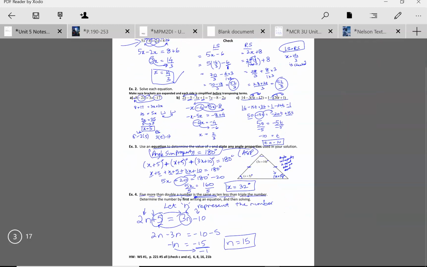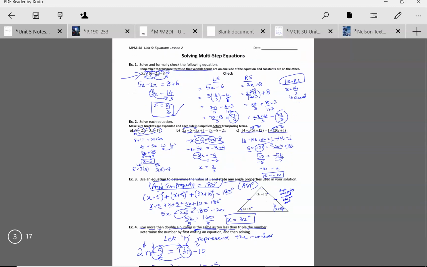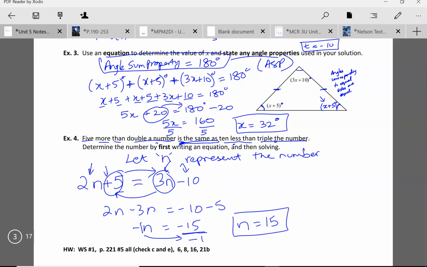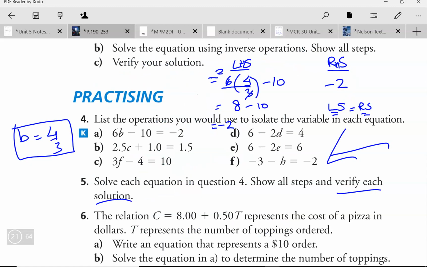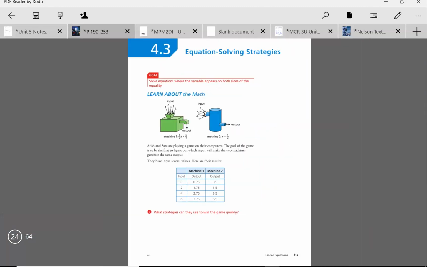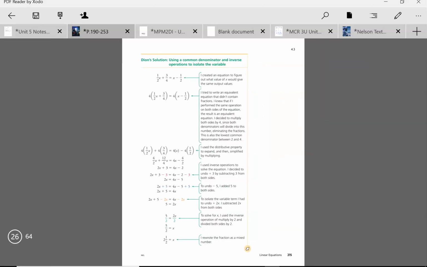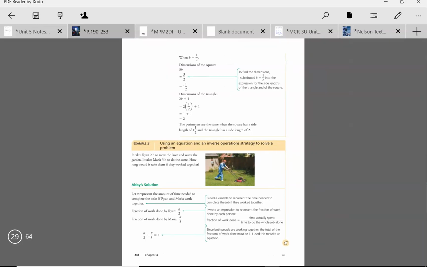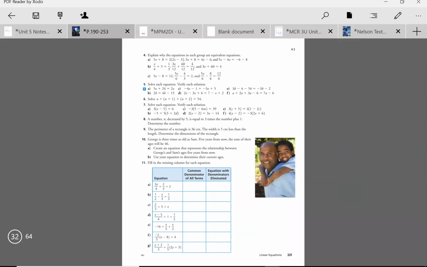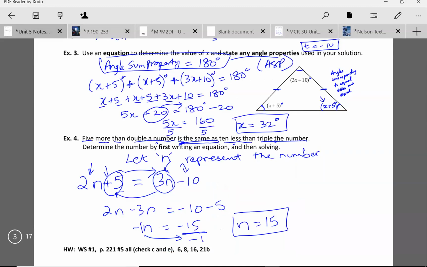So that was this. Again, I don't think it was too much more complicated than what we did in the last lesson. I'm going to go over some of the homework to see if there are any complicated ones. 221, let's give that a look. 218, 219, 220, okay, 221. It says 5, 6, 8, 16, 21b.